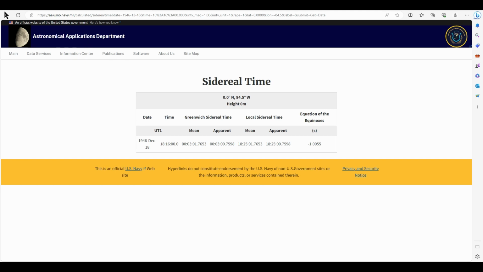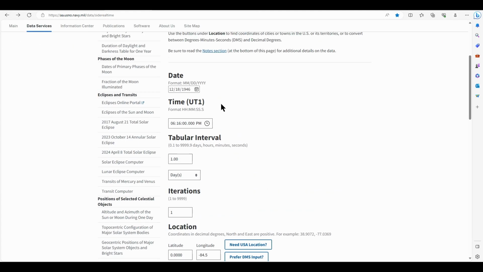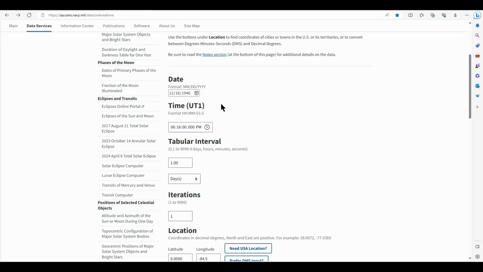One thing I forgot. It's important. This hour here needs to be the GMT hour, the Greenwich Mean Time. You need to convert this. It's pretty easy. I'll show you how.